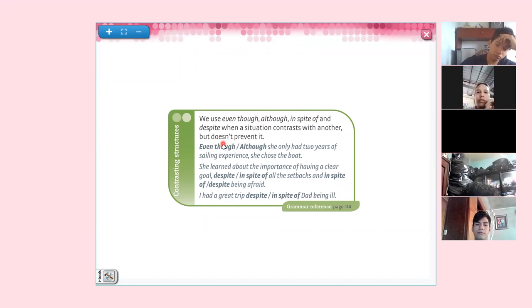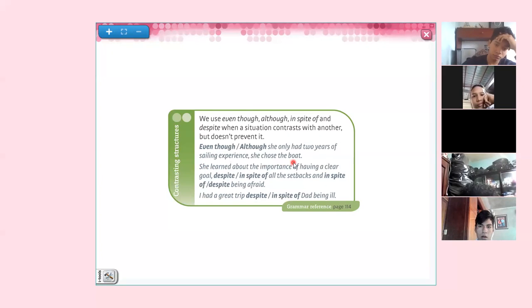Even though she only had 2 years of sailing experience, she chose the boat. Okay, so we have even though and although. Those expressions are frequently used at the beginning of the sentence. But sometimes you are going to use them, obviously, in the middle of some of them. But specifically, it is preferred to use them in this form. We have the next exercise. Continue, miss.